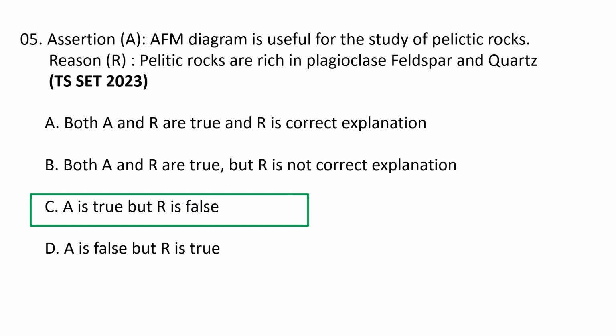That means the AFM diagram is generally useful for the study of pelitic rocks. It is true. But the statement that pelitic rocks are rich in plagioclase feldspar and quartz is not correct, because pelitic rocks may contain clay and quartz. So that's why C, A is true but R is false, is the correct option.